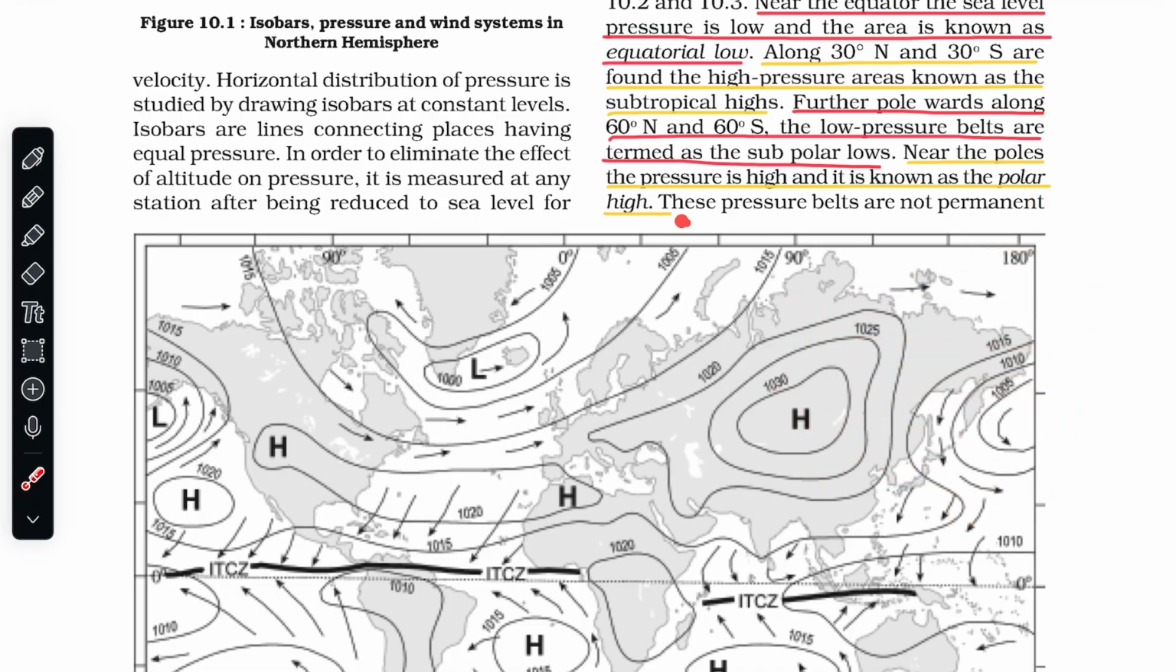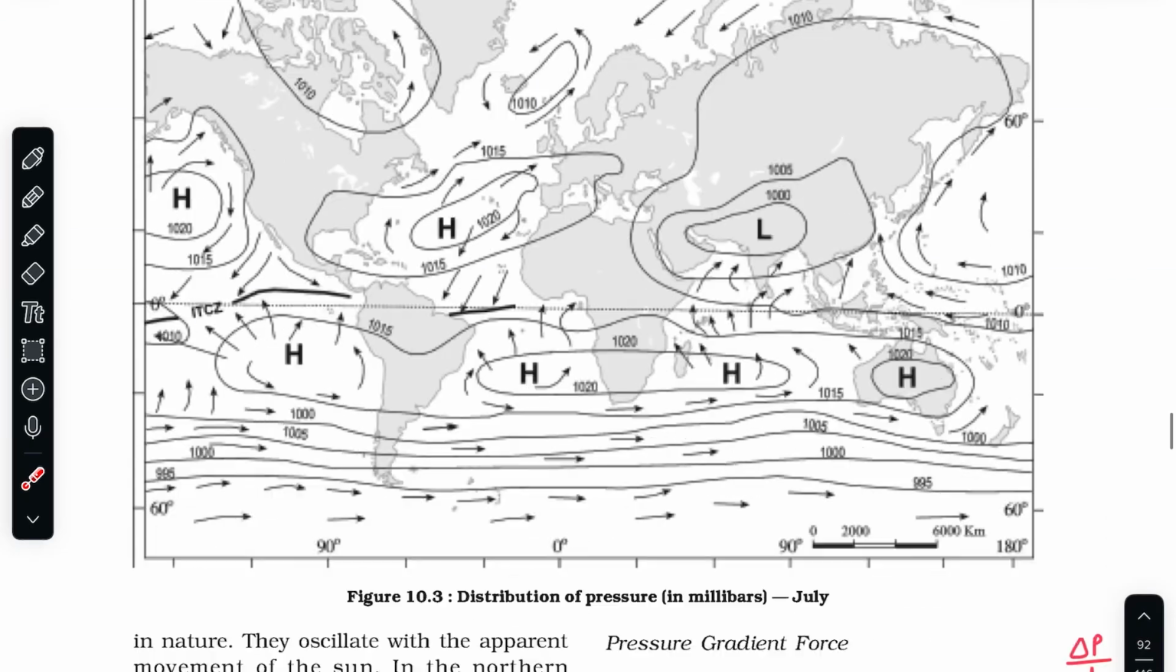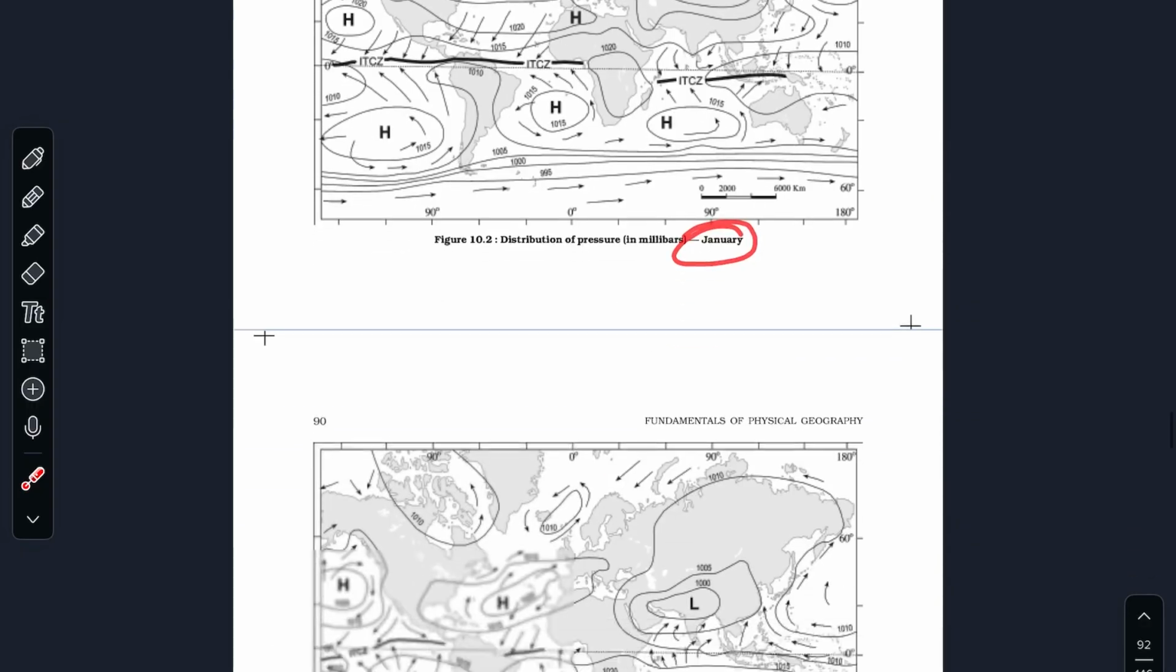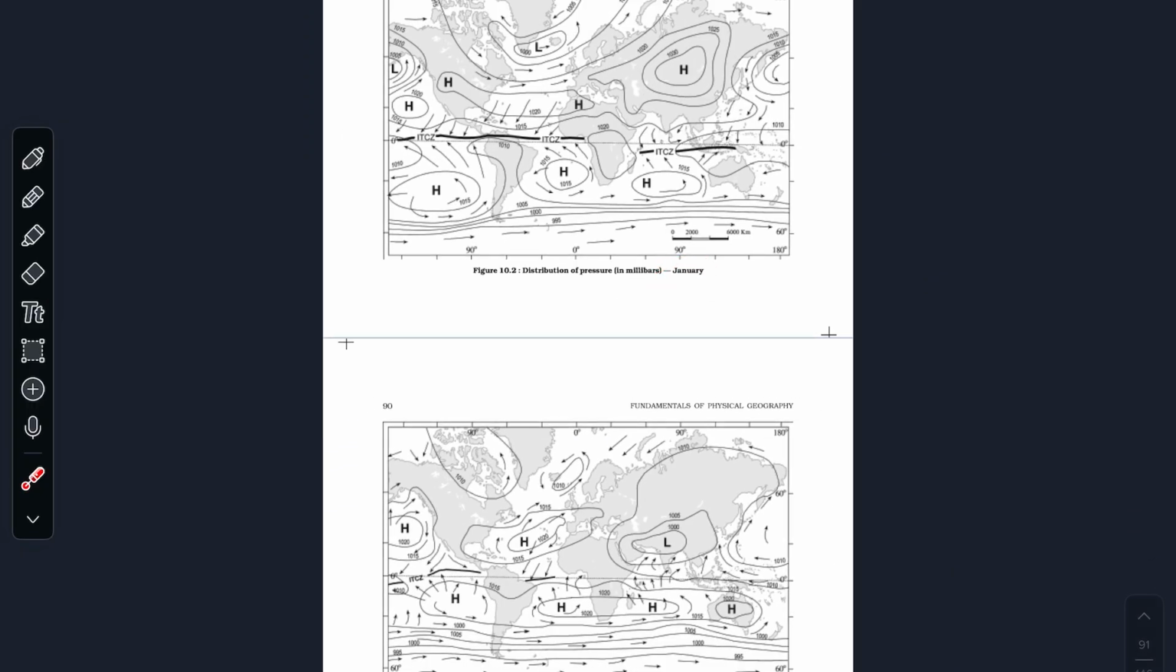These pressure belts are not permanent. You could see these keep on changing. We have two representations, one for January and one for July. You could see the pressure belts are changing. So here this is high, but here now it has become low. In the month of January, this region experiences a high pressure belt, whereas in the month of July it experiences low pressure. So air has to travel from high pressure to low pressure. So over here air will travel like this, whereas in this one air will travel from high to low like this.